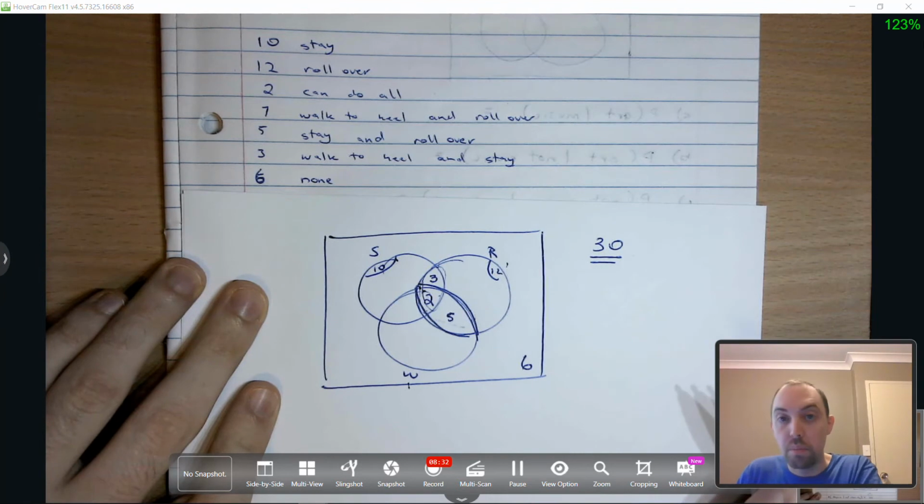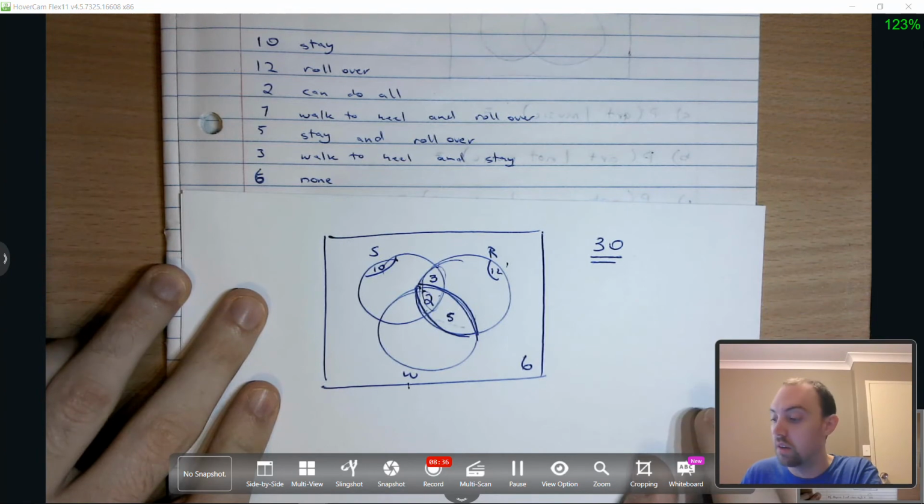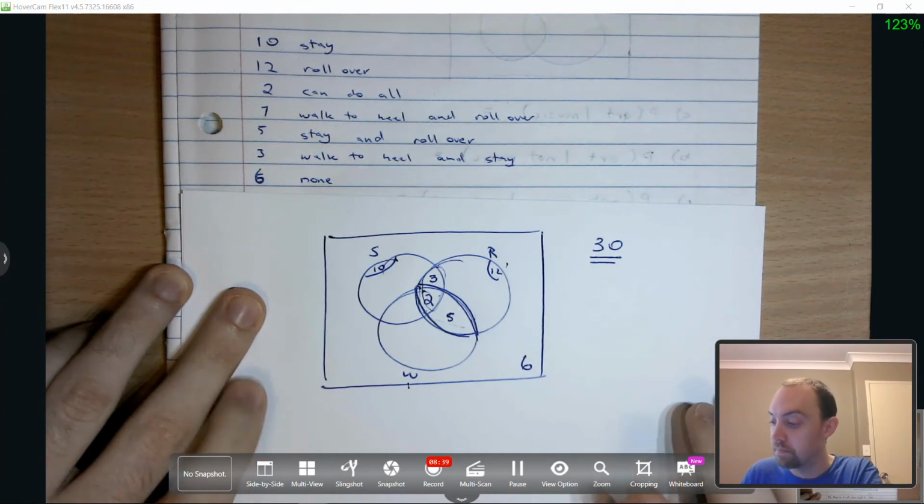Why don't you take a second to pause the video, see if you can finish the diagram yourself, and in a moment I'll just remove the page.